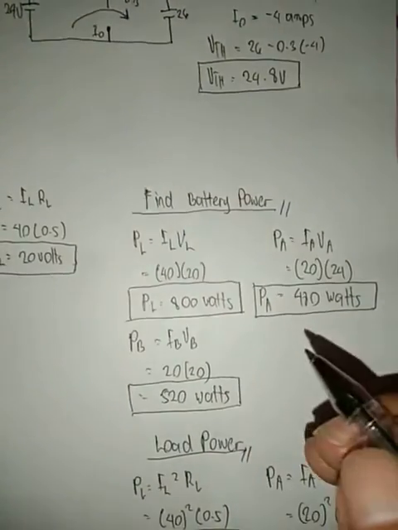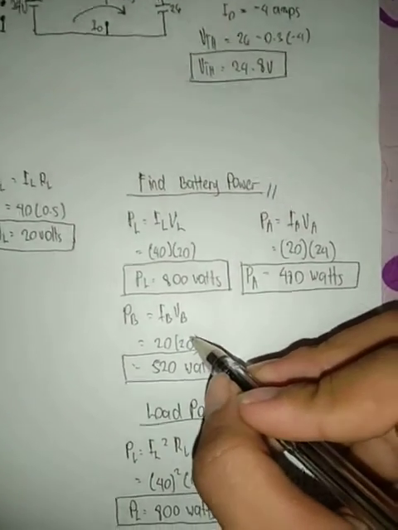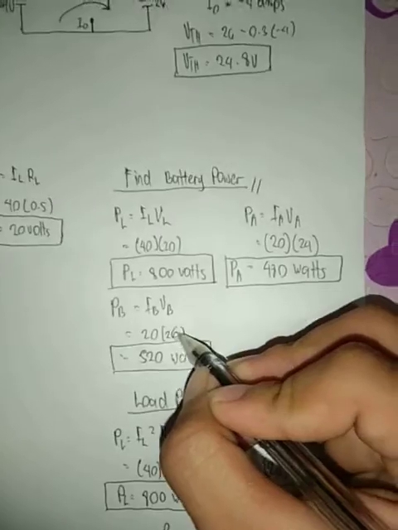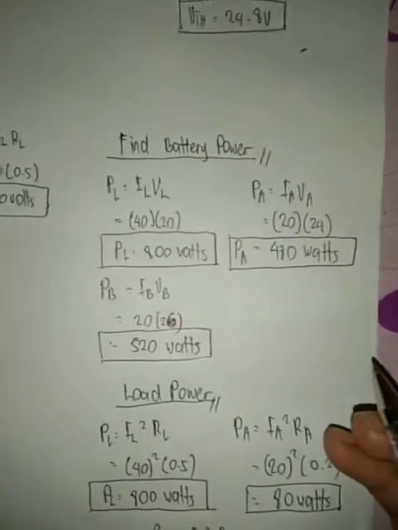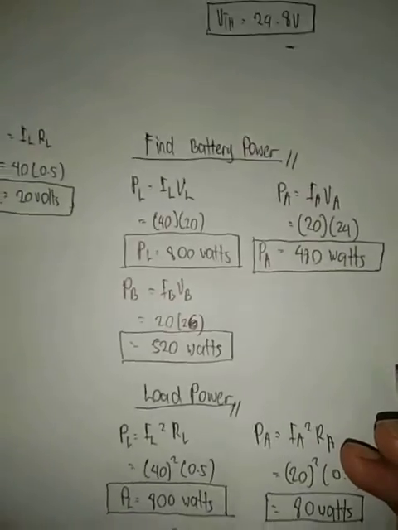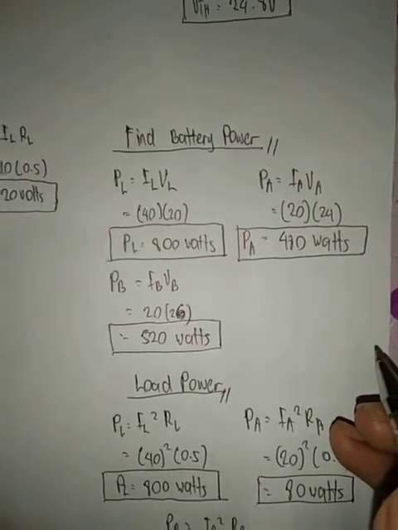I mean, there is a correction. Our VB equals 26. So our PB equals 520 watts.